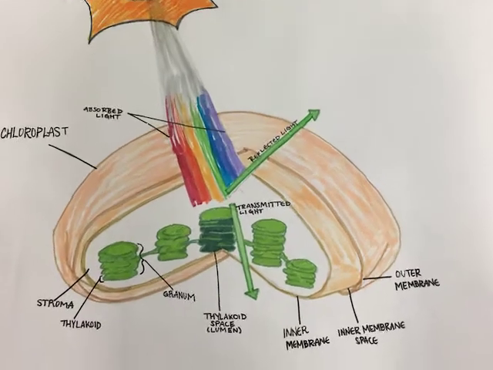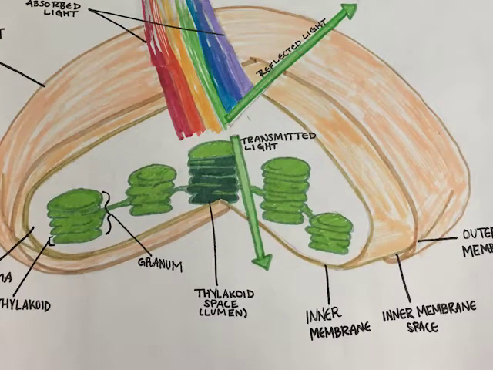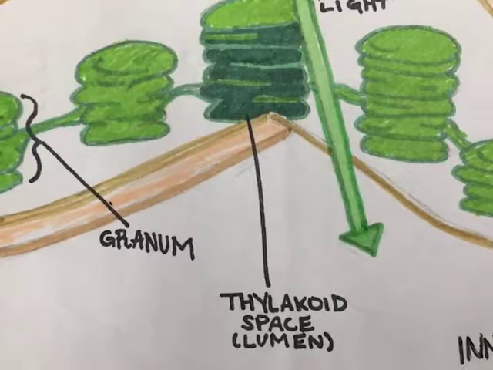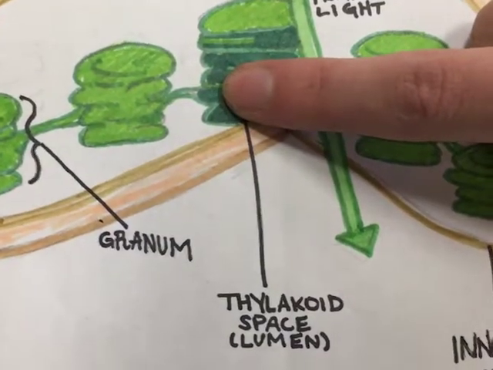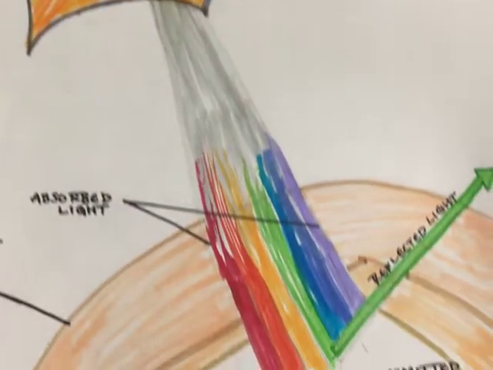Light-dependent reactions of photosynthesis occur in the lumen, or the intermembrane space, of thylakoids within the chloroplast. Light from the sun drives this reaction.